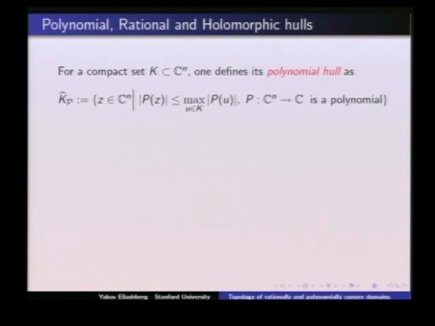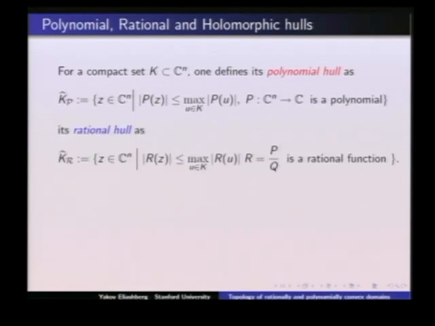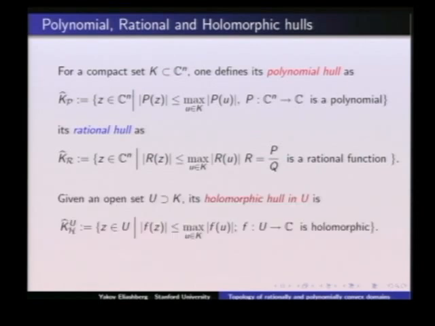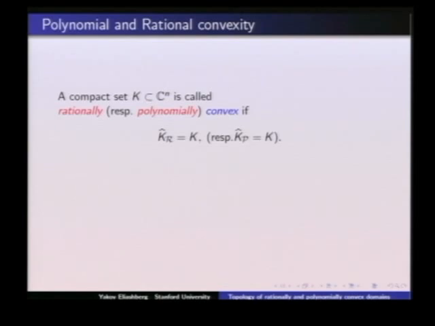In several complex variables, there are important notions of different convexity. Given a compact set in C^N, you can define its polynomial hull, its rational hull, and its holomorphic hull in some domain which contains K. You take all points which you cannot separate by absolute value of either a polynomial, a rational function, or a holomorphic function. And of course, when you talk about a holomorphic function, you need to say where it is defined. Respectively, the compact set is called rationally or polynomially convex if its corresponding hull coincides with the set itself.